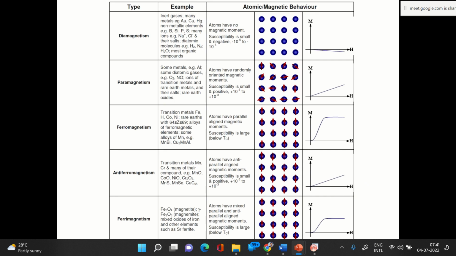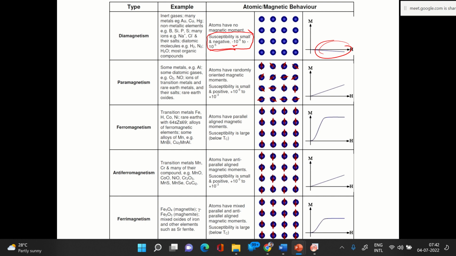Look at this curve. The M versus H curve is turning out to be negative. They have only shown the positive H axis, so a very small negative susceptibility is obtained. So that is the key point of diamagnetic behavior. It is on the order of 10 to the power minus 6 to 10 to the power minus 5. So very small change.